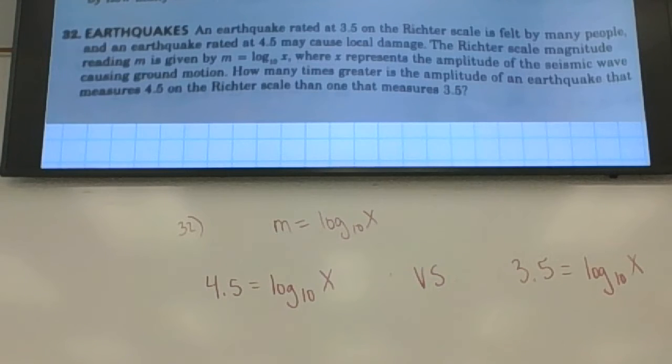There was a really dangerous earthquake this year, wasn't there? It was like an 8 or something. It was really high.